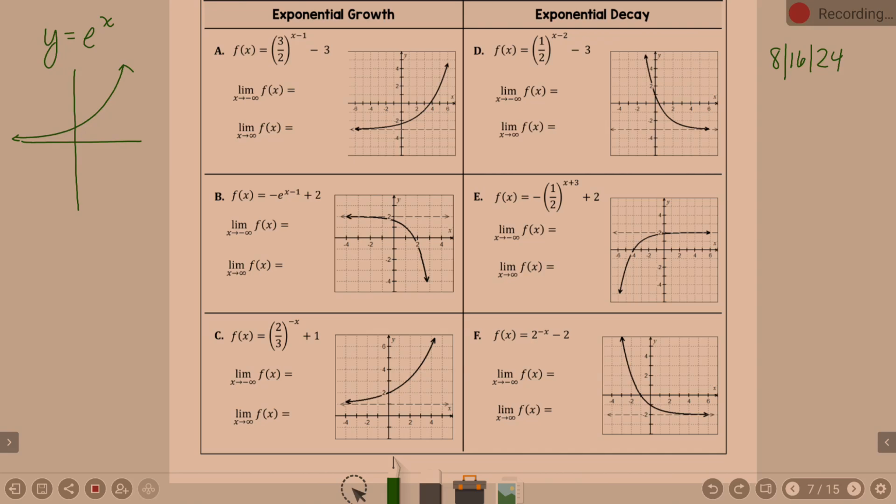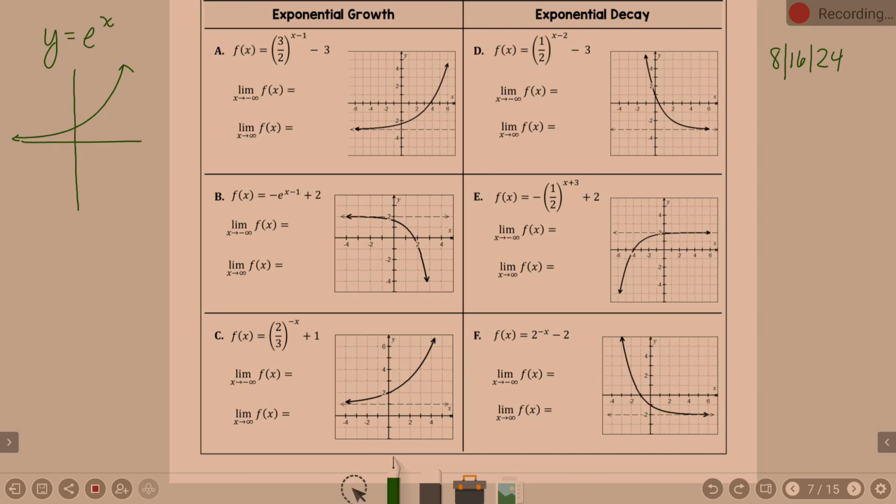So 3 halves to the x minus 1, minus 3. Well, 3 halves is a little bit bigger than 1, so it's still an increasing graph. It just makes it increase a little steeper, if I recall. The minus 1 means the graph just scoots slightly to the right. It's not really going to affect what you see here. The minus 3 scoots it down 3. That affects what you see big time.